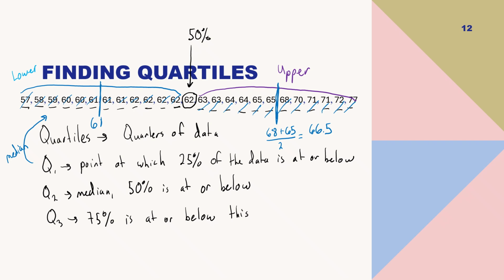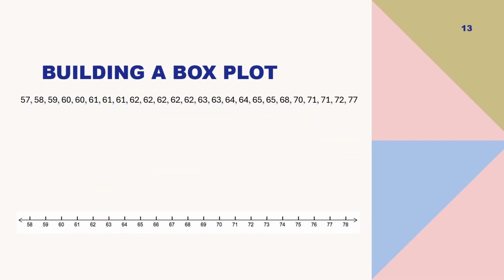So I would write down those quartiles because you're going to need them to build the box plot. Remember, Q1 is the median of the lower half. Q3 is the median of the upper half. So we're going to use that to build a box plot.